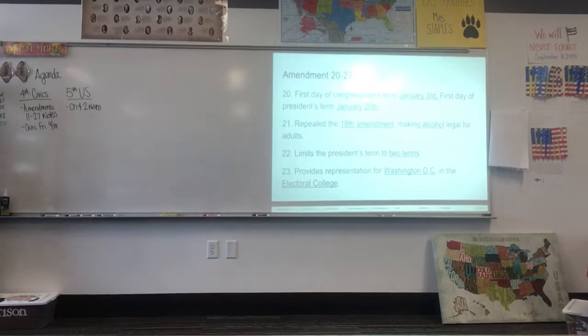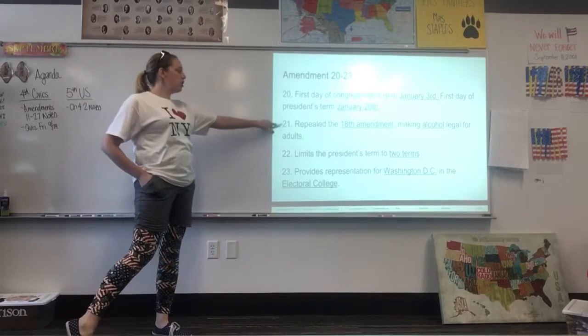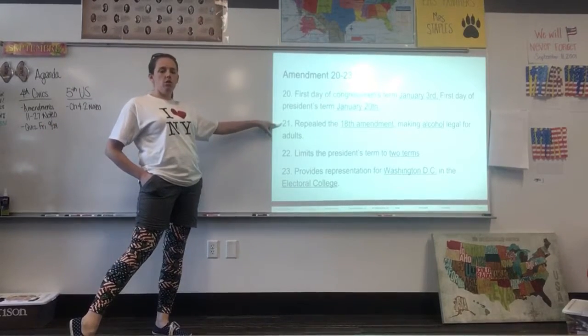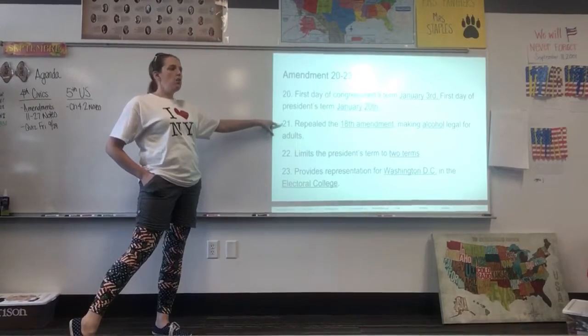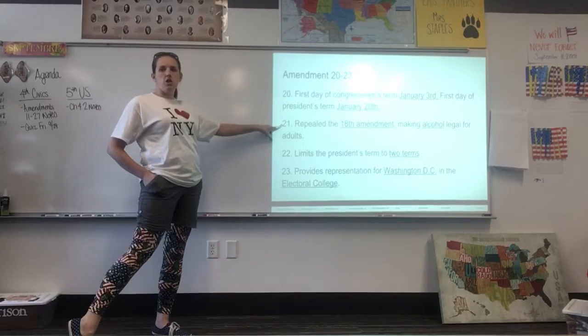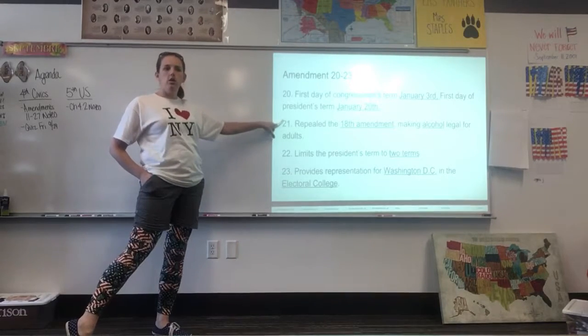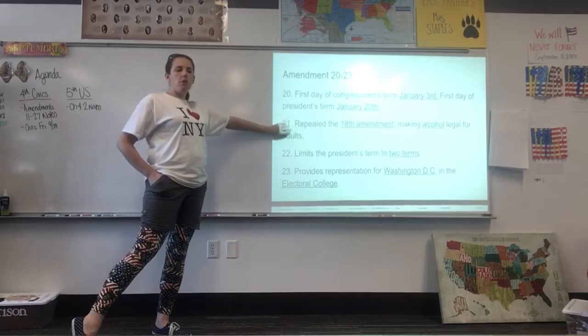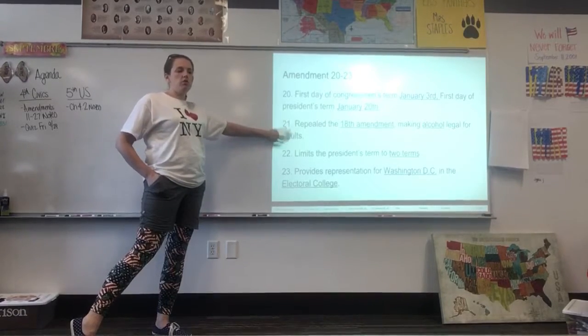Number 21 repealed the 18th Amendment, making alcohol legal for adults. Easy way to remember this one. How old do you have to be to drink alcohol? 21. What amendment repealed Prohibition? 21. So the alcohol amendment is 21 because you have to be 21 years old to drink alcohol.